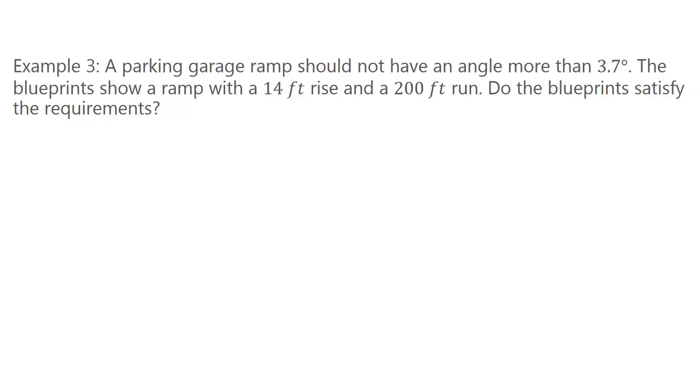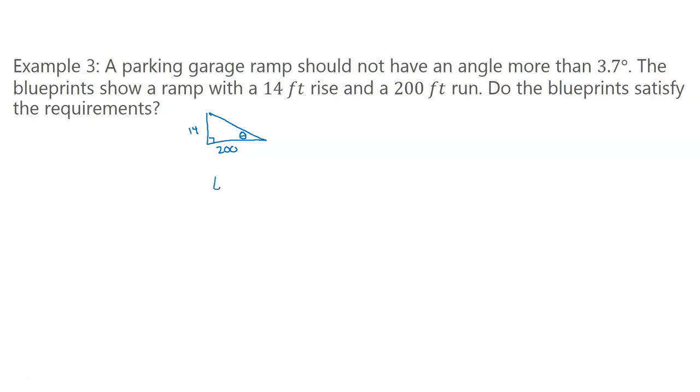Now for the last example, it says a parking garage ramp should not have an angle more than 3.7 degrees. The blueprints of a parking garage show a ramp that has a 14-foot rise and a 200-foot run. Do the blueprints satisfy the requirements? Alright, so here we have a ramp that has a 14-foot rise, 200-foot run, and we need to find the angle, which would be right here.